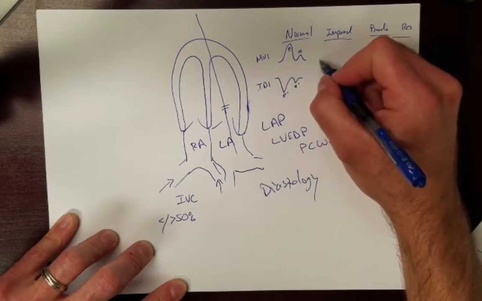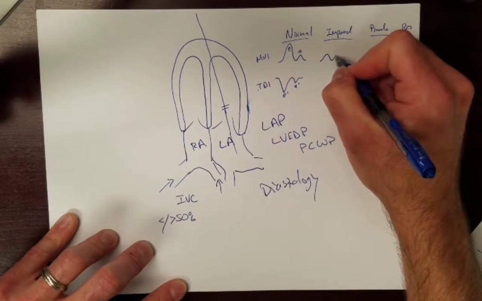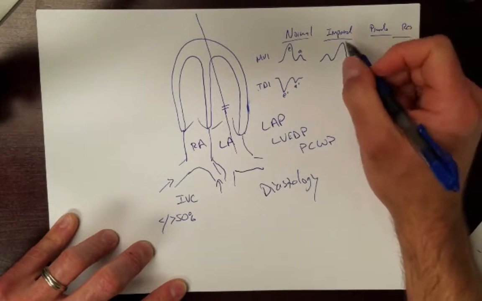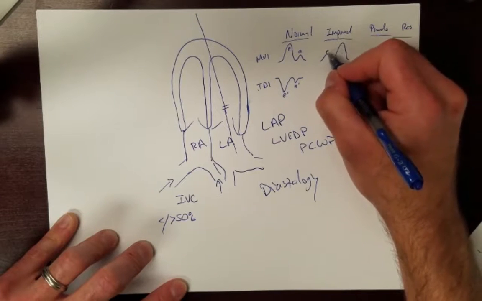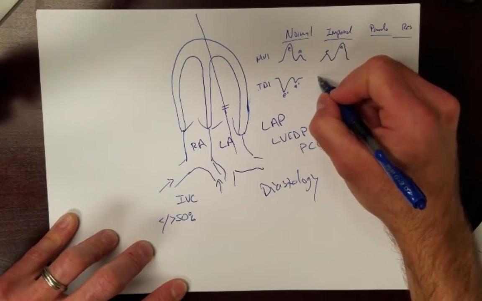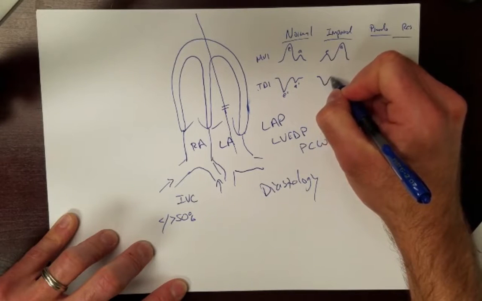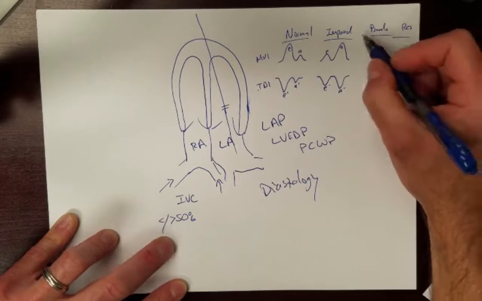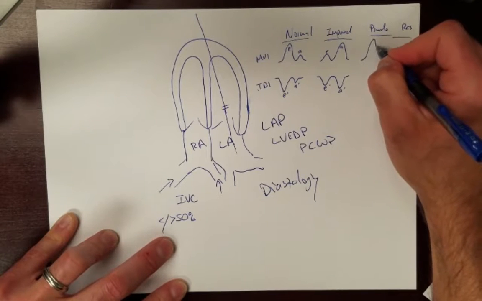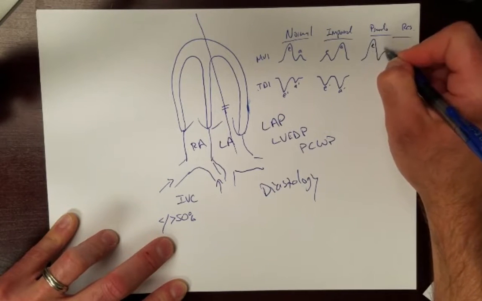Okay. For impaired, now your E wave is less than your A wave because your atria is having to work a little bit harder. Your ventricle doesn't work quite as well. The muscle doesn't relax quite as well. So that E wave is smaller than the A wave. And now, because the muscle's not working as well, your E prime is often going to be smaller than your A prime, right?